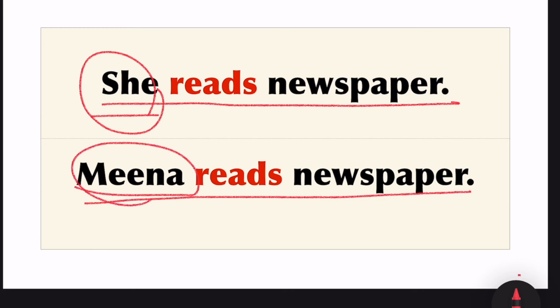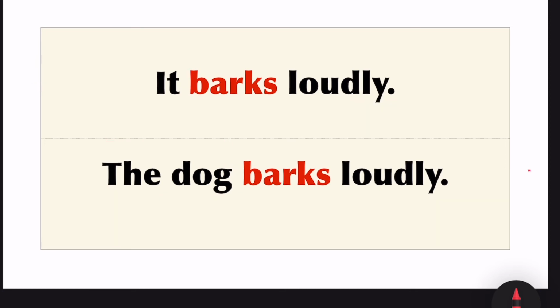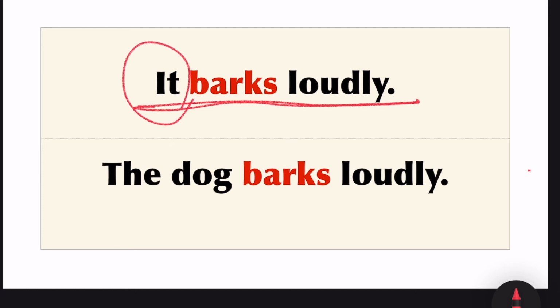Meena reads newspaper. And the last example, it barks loudly. It is a third person singular subject, so the verb bark takes s with it. Instead of it, we can add an animal's name. The dog barks loudly.